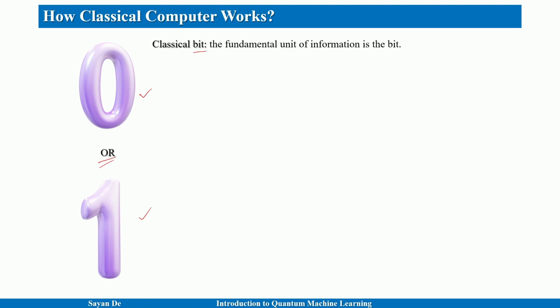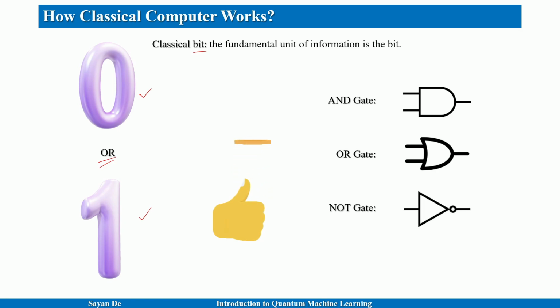Okay. For example, if I am tossing a coin, there will be only 2 options, right? Head or tail. So it can be either head or tail, just like true or false, high or low, or 0 or 1, right? To process this kind of information, we have logic gates like AND gate, OR gate, NOT gate. We also have NAND gate, NOR gate, XOR gate, exclusive NOR gate also. So these are all the gates we have.